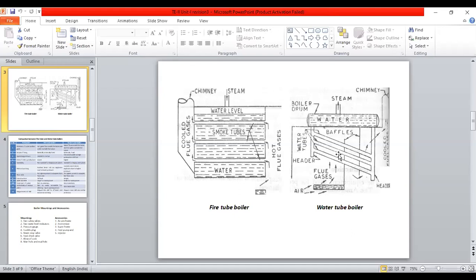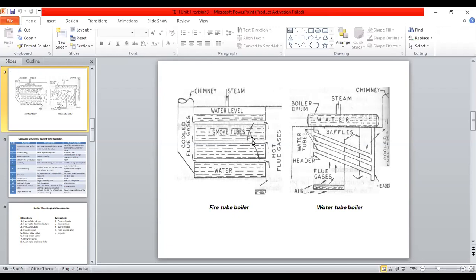In case of the water tube boiler, it consists of two headers. The drum is connected to the two headers, and water is passed through the inside of the tubes, and flue gases surround the tubes outside. So in a fire tube boiler, the hot gases pass through the tubes that are surrounded by water.